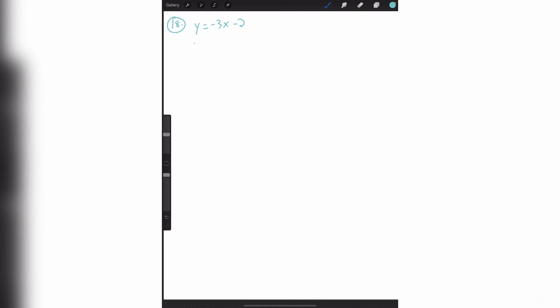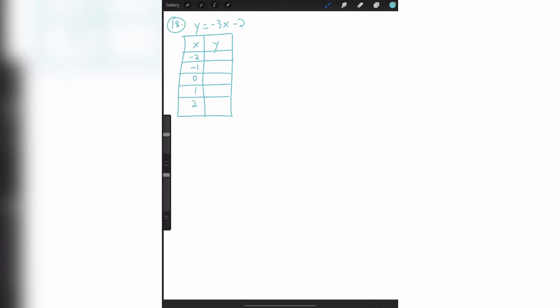So if you ever tell me, hey, you gotta choose 5 points, these are the 5 that I typically choose. I'll choose -2, -1, 0, 1, and 2. You can pick any 5 points that you want, but this is just what I typically choose. I feel like this is the easiest way of doing it, just because you get lower numbers.